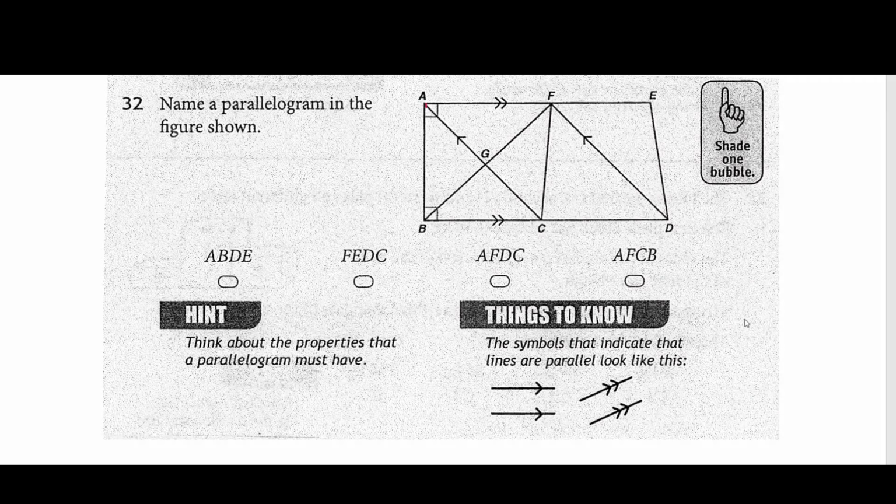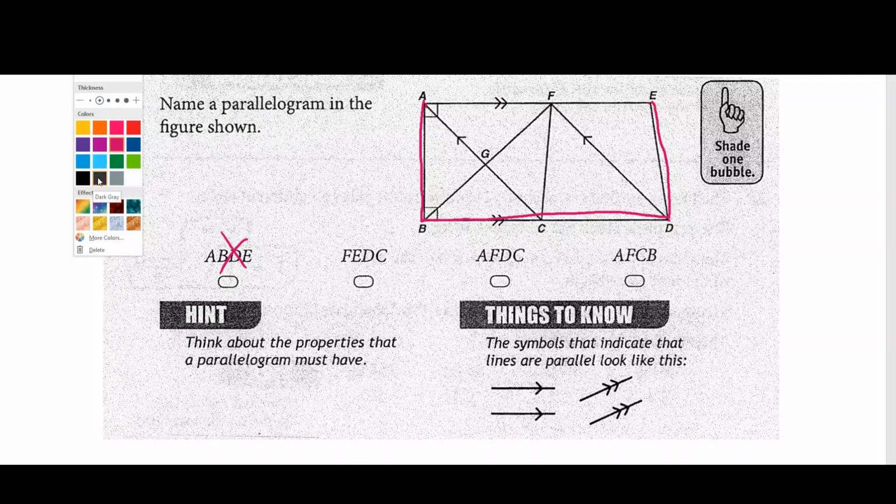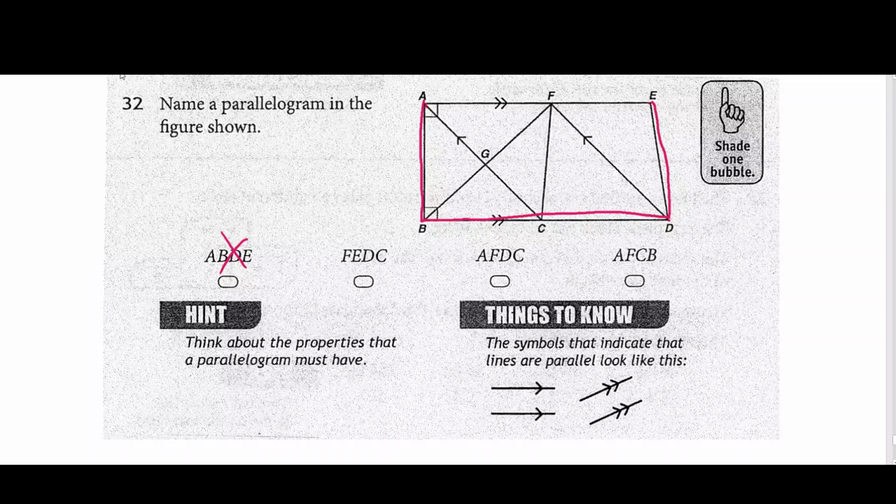So here's our options with A, B, D, E. A to B to D to E. So no, this first one, A, B, D, E, is not a parallelogram. It's not that one. Let's try this next one. F, E, D, C. F to E to D to C. Nope, that's not a parallelogram either.